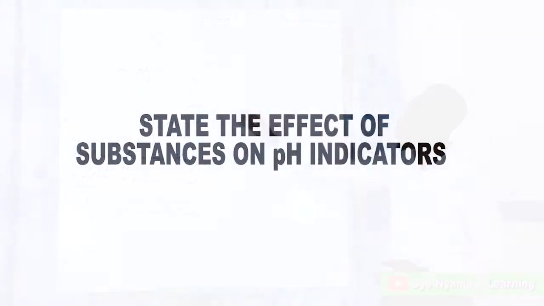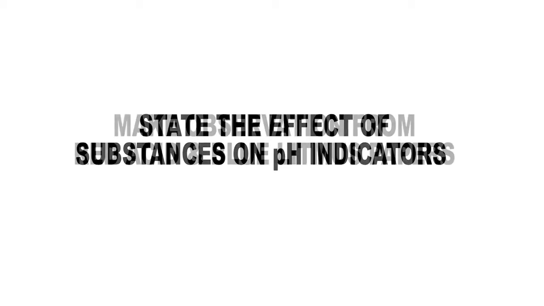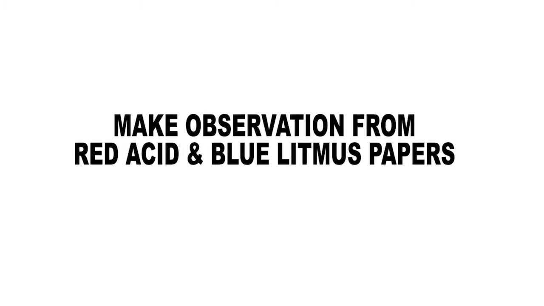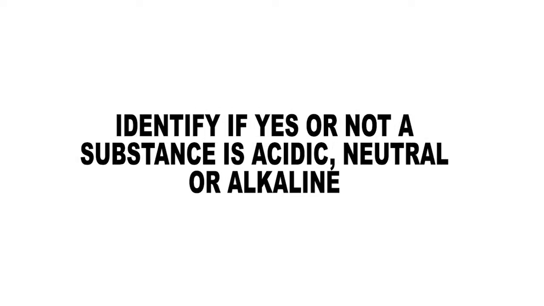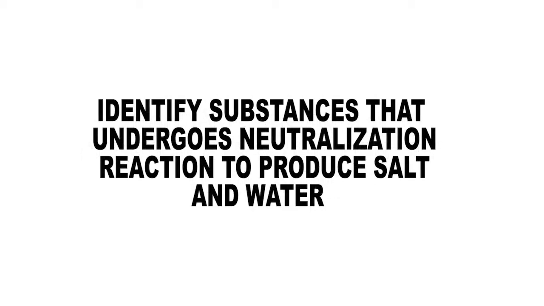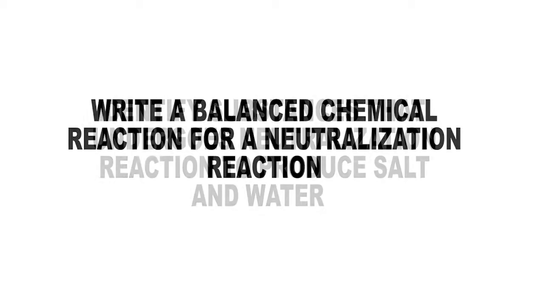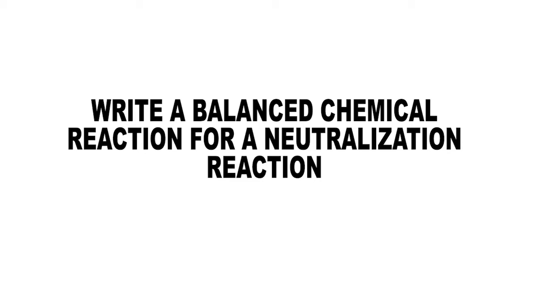From what we can see here, our learning objectives are given. The first is how to state the effect of substances on pH indicators. The second is to make observations from red and blue litmus papers. The next is to identify whether a substance is acidic, neutral, or alkaline. Then, to identify a substance that undergoes a neutralization reaction to produce salt and water. And the last is writing a chemical equation for a neutralization reaction, a balanced one, of course.